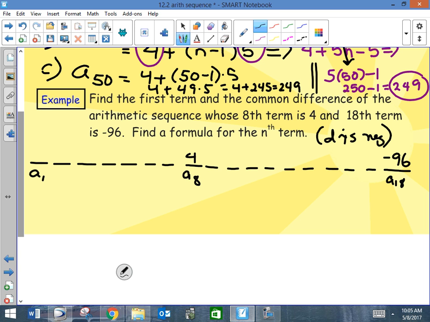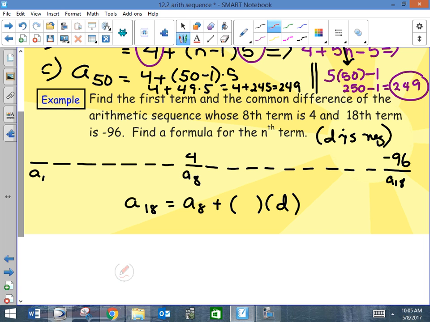You could use A18 is A8 plus how many D's? Okay, there's 7 D's because I'm going to add a D here, and I'm going to add one here. So 1, 2, 3, 4, 5, 6, 7, 8, 9, 10. Who said 8? Okay, it's okay. You don't have to click it.